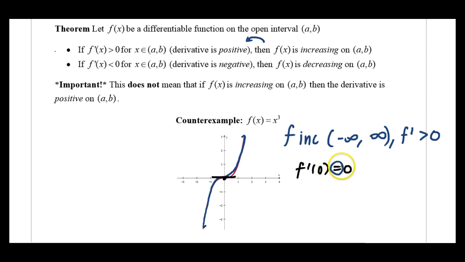f prime of 0 is not greater than 0. So this one value at 0 contradicts this statement. So f is increasing everywhere, but f prime is greater than 0 only from negative infinity to 0 and from 0 to infinity. So I cannot include 0 in this right part of the statement. So that means that it doesn't work in reverse.